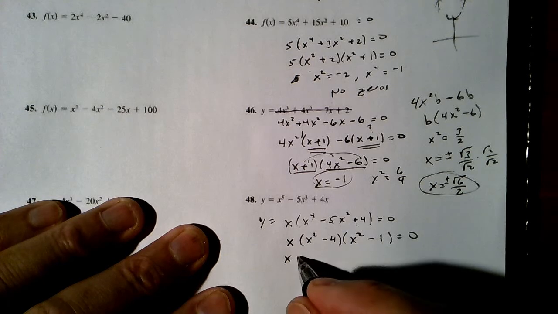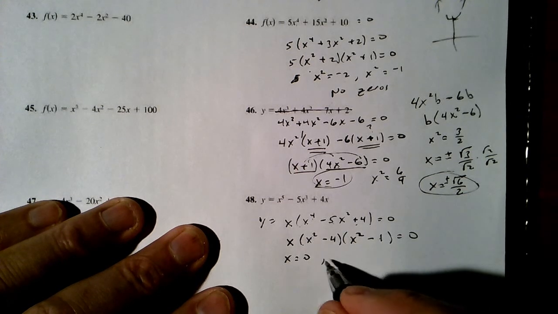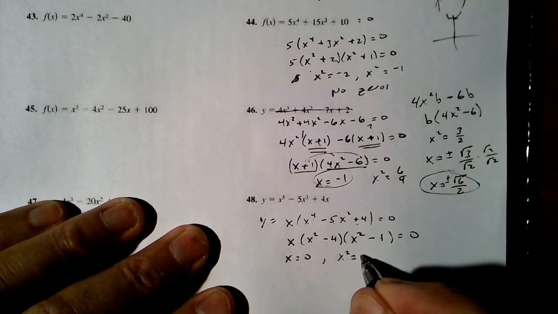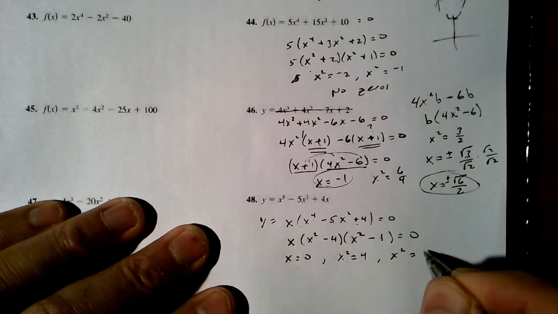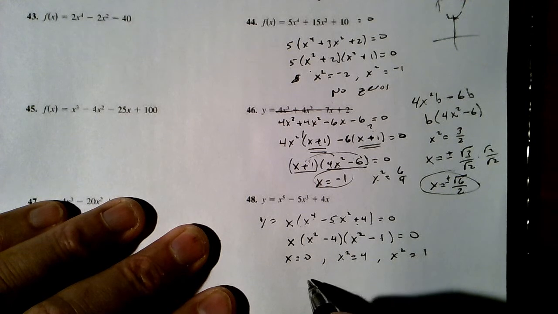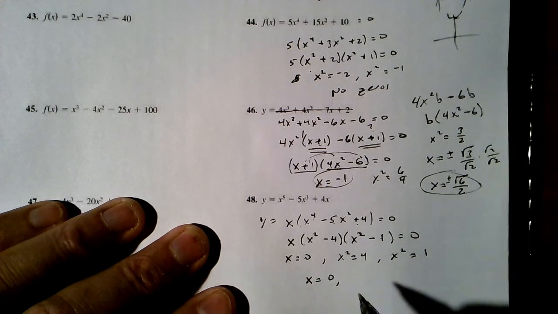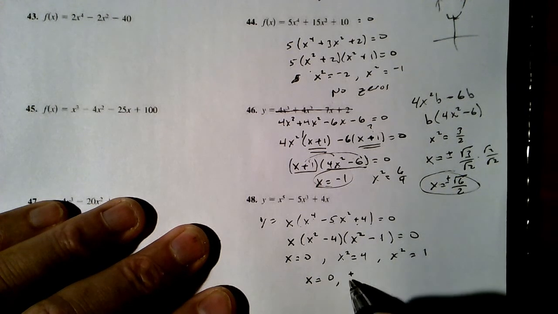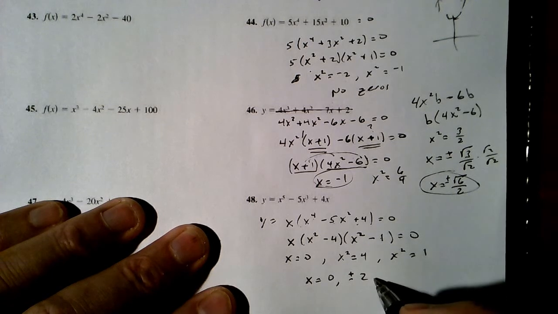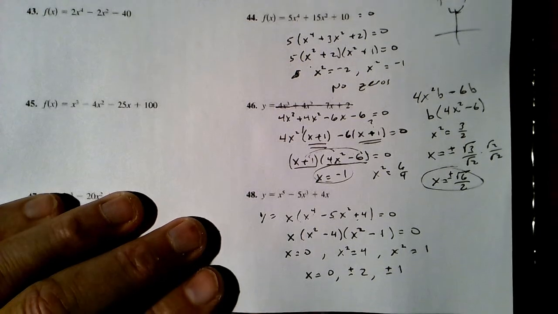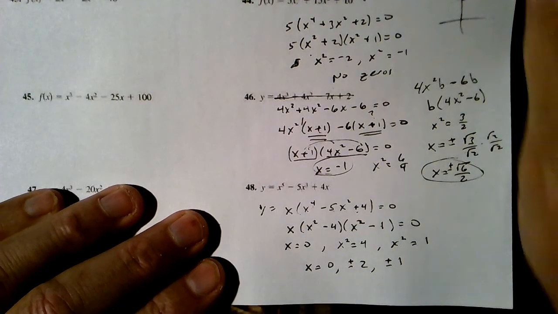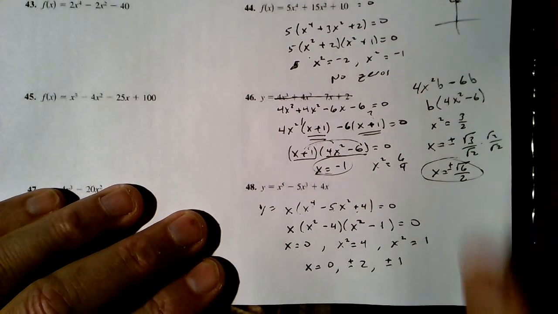So that's x equals 0, x squared equals 4, x squared equals 1. So our zeros are x equals 0, plus or minus 2, plus or minus 1 when we take the plus or minus square root of. So there it is. There's page 4.